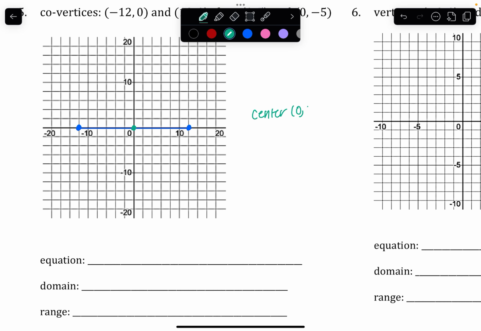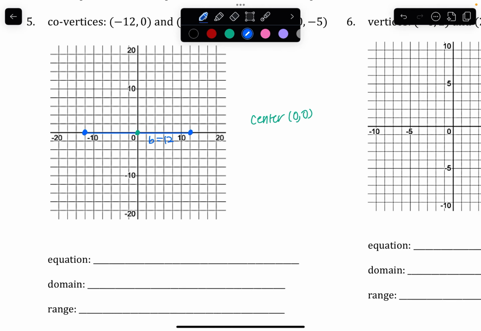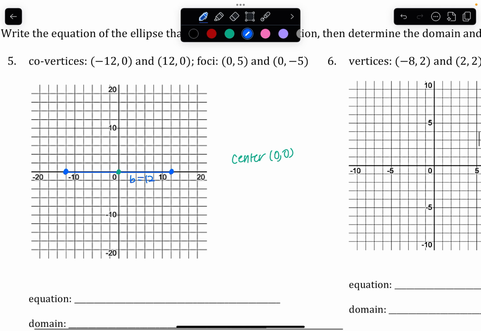And the other piece of information we get from this is our B value. B is always to co-vertex. So my B value is 12. Okay, the other information they give us are the foci. So we have (0, 5) and (0, negative 5).